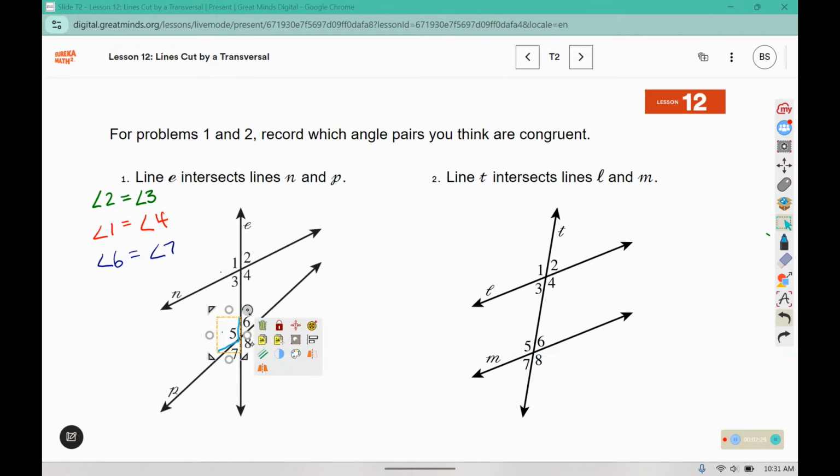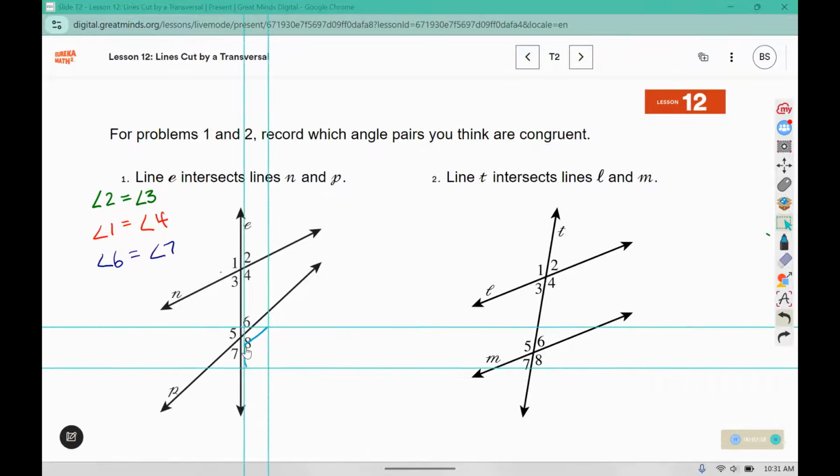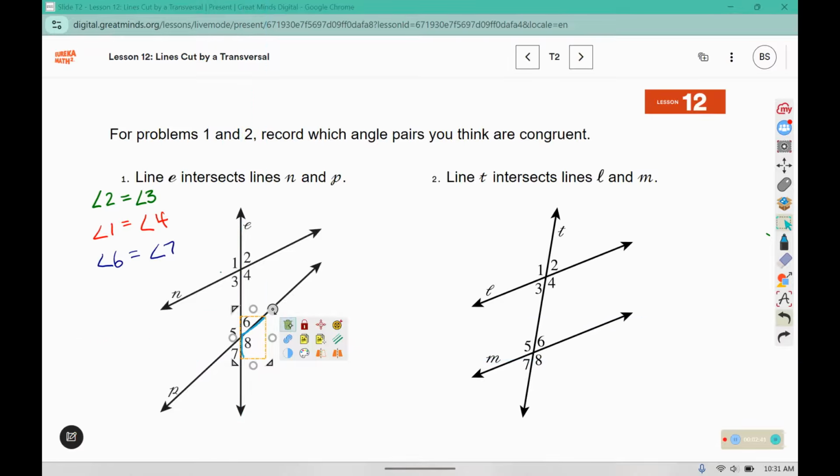Did I trace it wrong? Yeah. There we go. Yep.